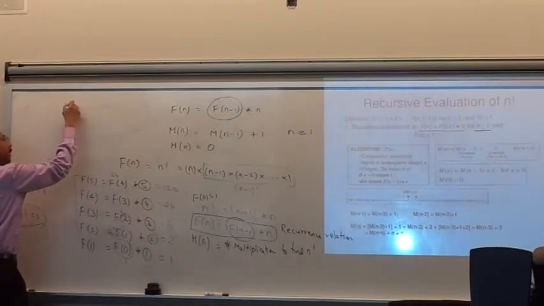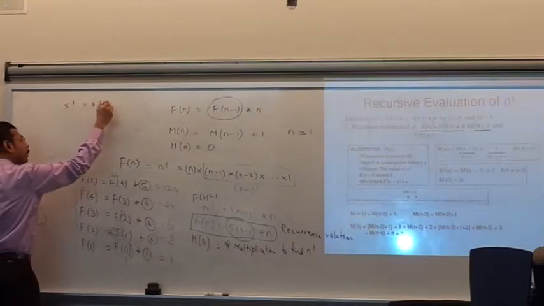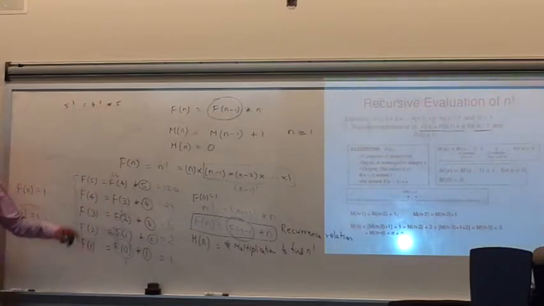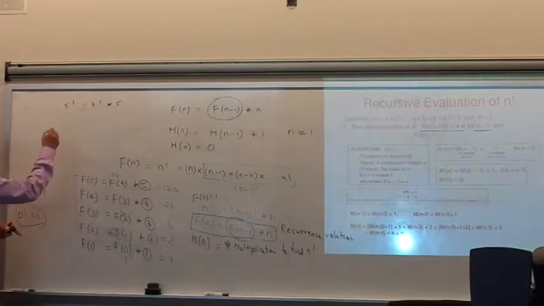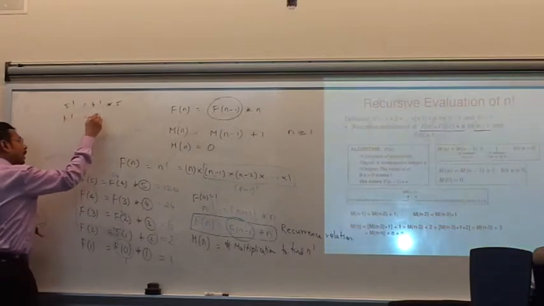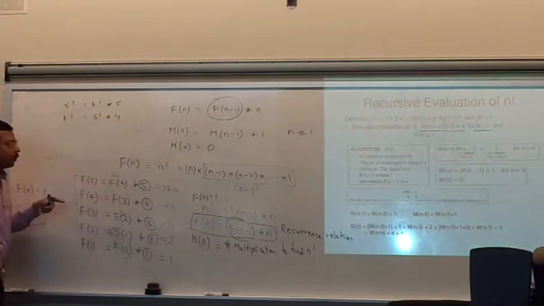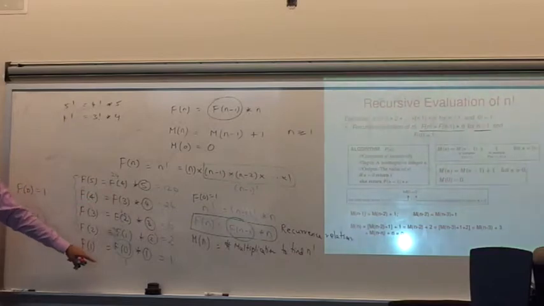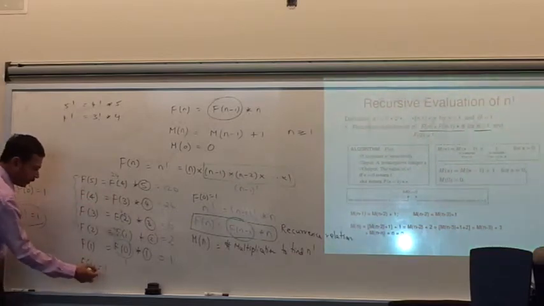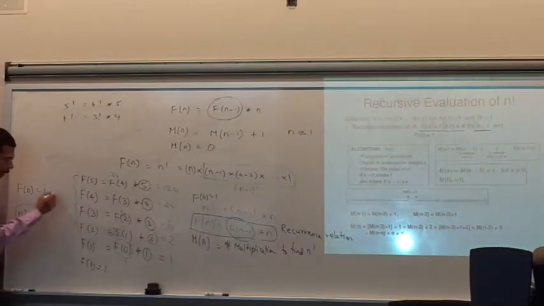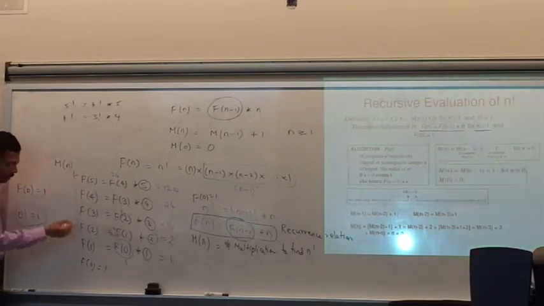So to find 5 factorial, you need to find 4 factorial times 5, right? So whatever multiplications you do to find 4 factorial, plus one more multiplication. But to find 4 factorial, you need 3 factorial, times 4. So like this, it goes all the way to 1. You don't need any multiplication for f of 0. So I write the number of multiplications here. The number of multiplications to find 0 factorial is 0.